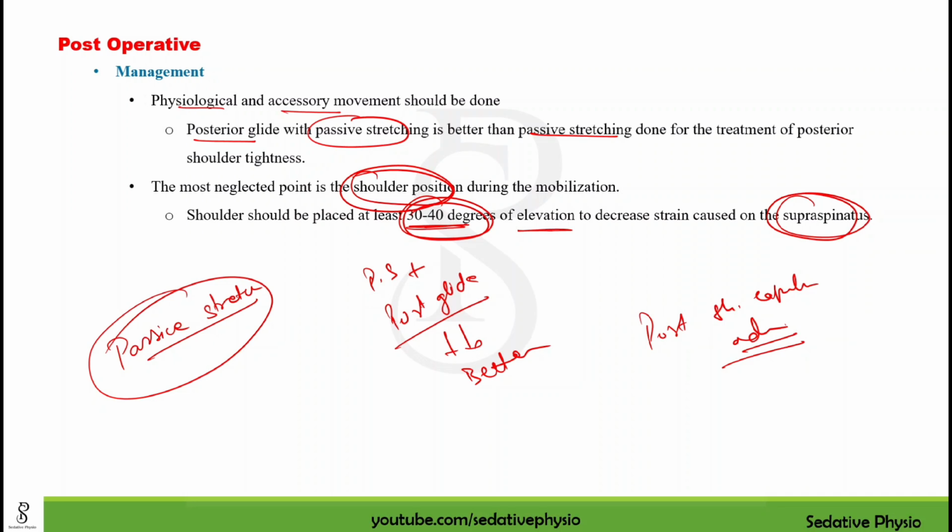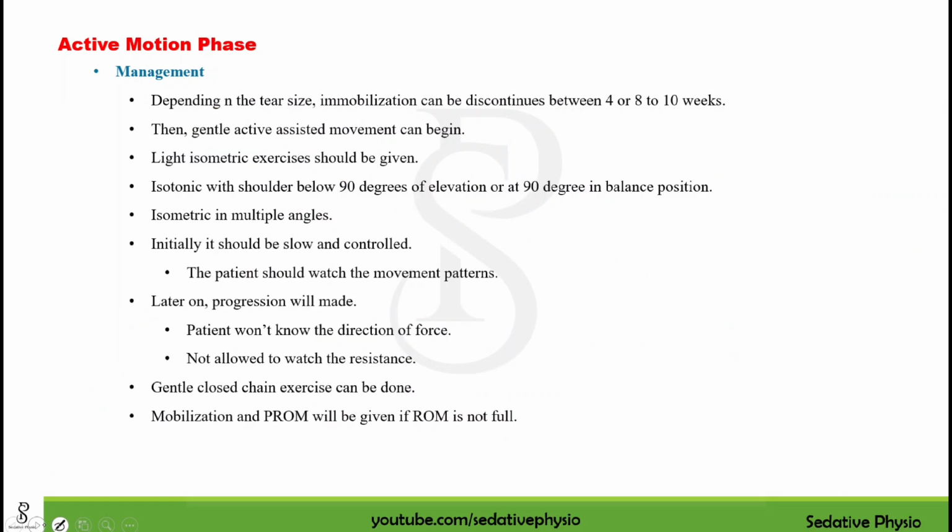Why are we achieving this position? Because our prime focus is to maintain the integrity of the repair, to manage the repair. We have to protect the repair. That's why we are giving very little strain on the supraspinatus. We will try our level best to decrease the tension in all the muscles of the rotator cuff. We will try our level best to manage and decrease the strain on all the rotator cuff muscles, right? So these are the post surgical conditions.